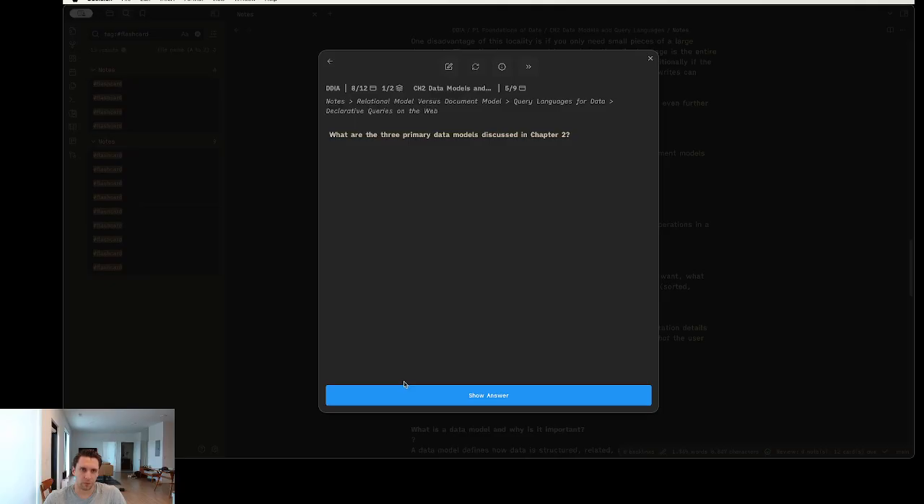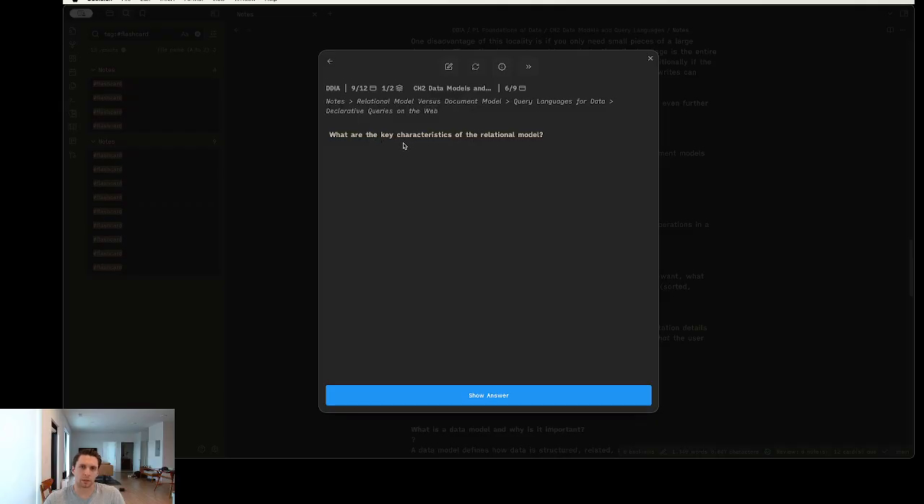What are the three primary data models discussed in chapter 2? It's document, relational, and graph. Let's just delete that one.